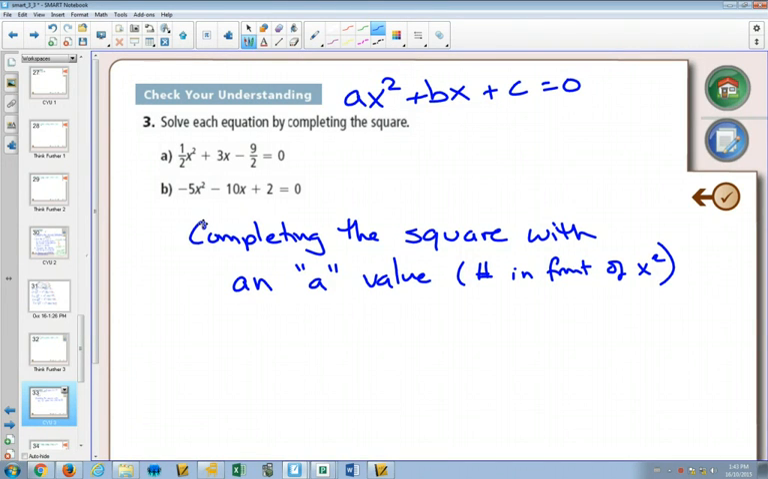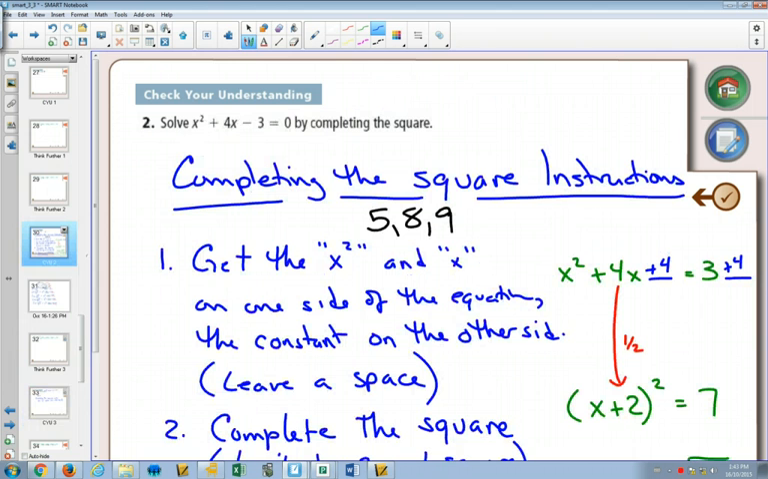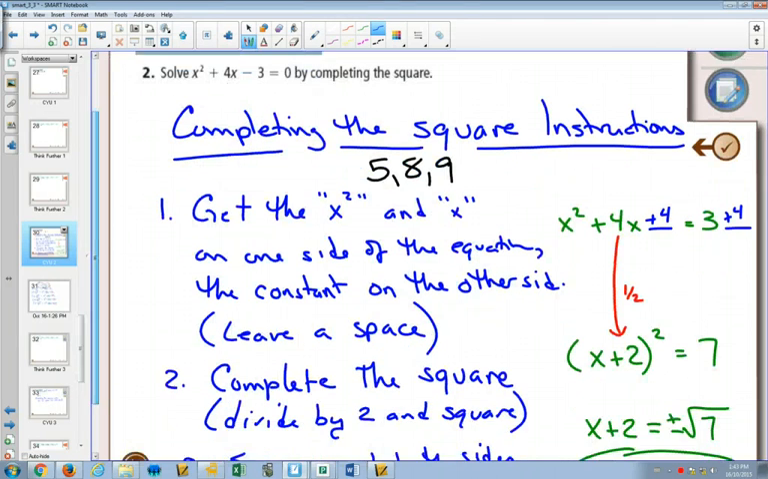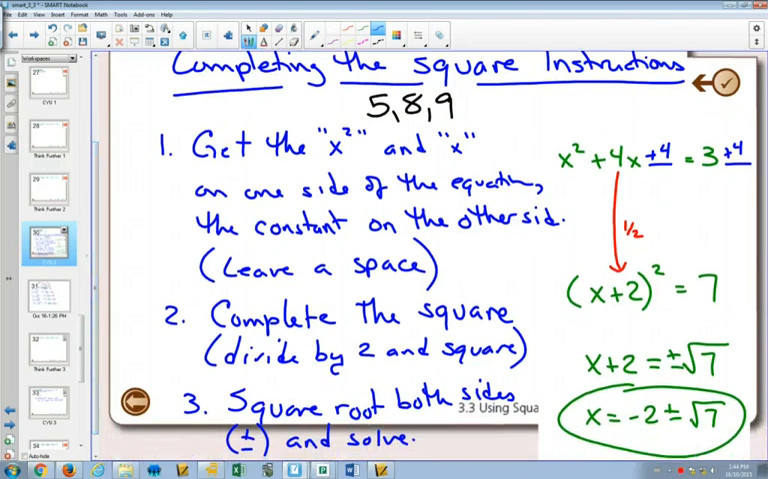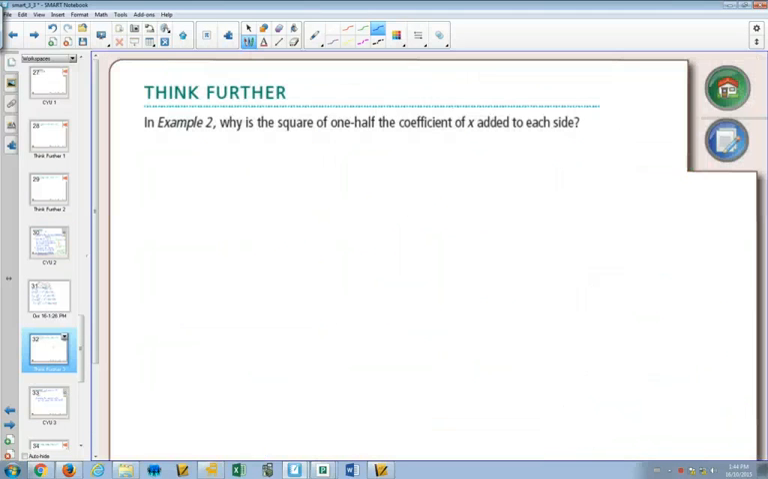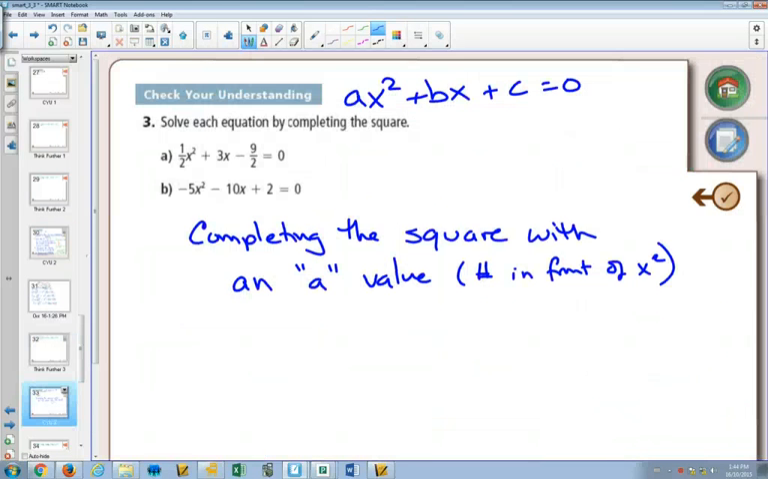Now what's different about these examples is we have a number in front of x squared that we didn't have before. So we're still going to have the same steps that we had before. Step 1, get the x squared and the x by themselves. Step 2, complete the square. And step 3, square root both sides. But we're going to add a preliminary step that we didn't have before. What's before 1? I guess this is step 0.